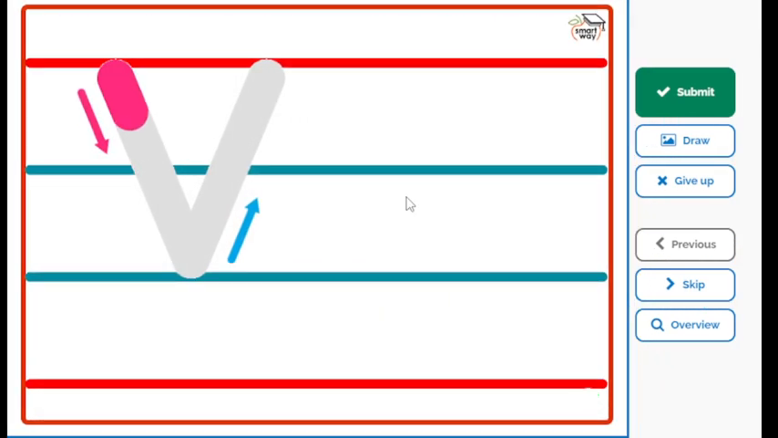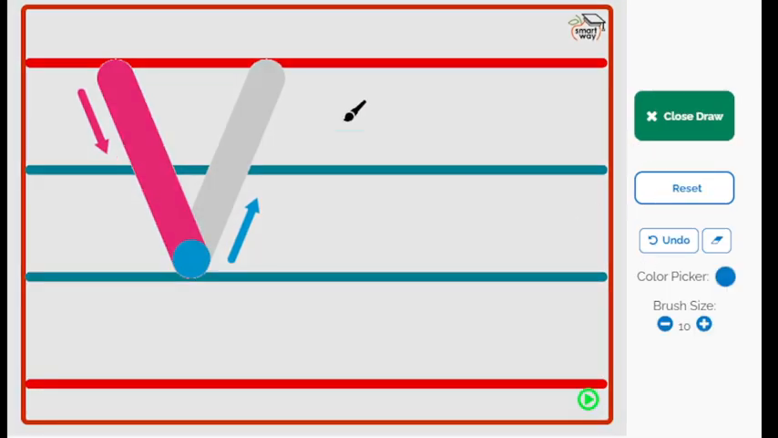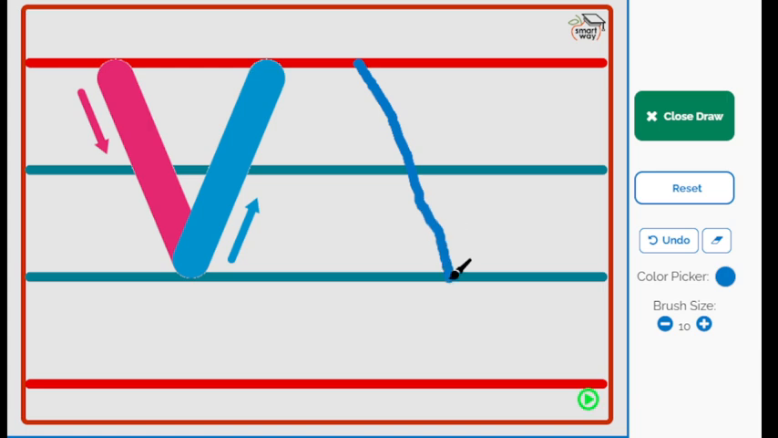Let's practice writing the uppercase letter. Press the draw button and practice writing. Make sure to touch the lines as shown.